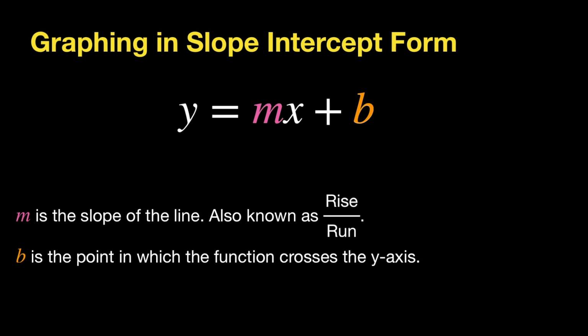M is the slope of the line, also known as rise over run, and that's always going to be next to the x. B is going to be the point at which the function crosses the y-axis, or the intercept of the y-axis. The slope will determine whether the function is going to increase or decrease. If the slope is positive, you're going to move up and to the right. If the slope is negative, you're going to move down and to the right.